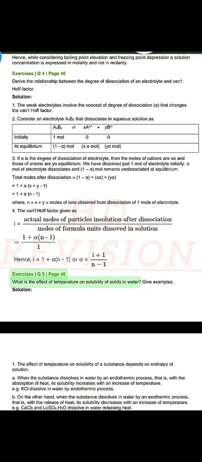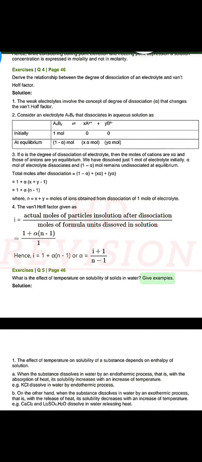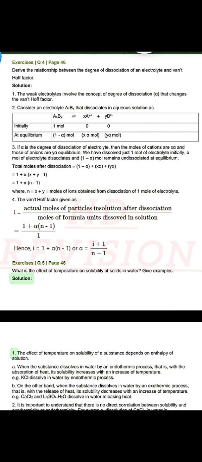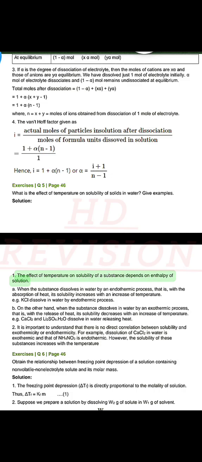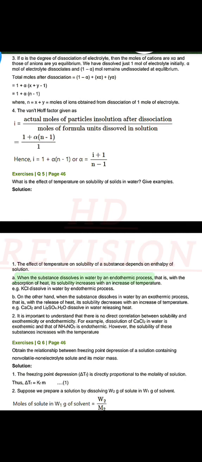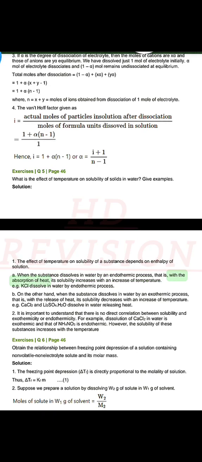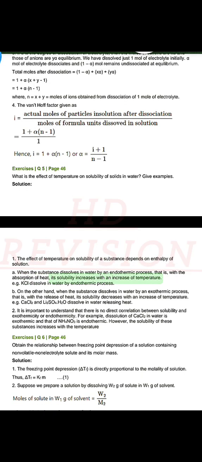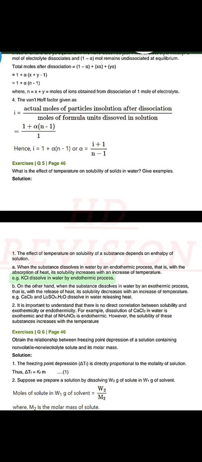Exercises Q5, page 46. What is the effect of temperature on solubility of solids in water? Give examples. Solution: The effect of temperature on solubility of a substance depends on enthalpy of solution. When the substance dissolves in water by an endothermic process, that is, with the absorption of heat, its solubility increases with an increase of temperature. For example, KCl dissolves in water by an endothermic process.